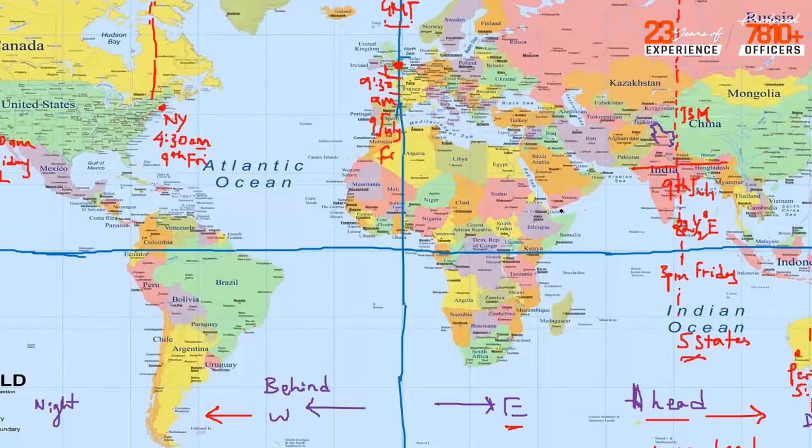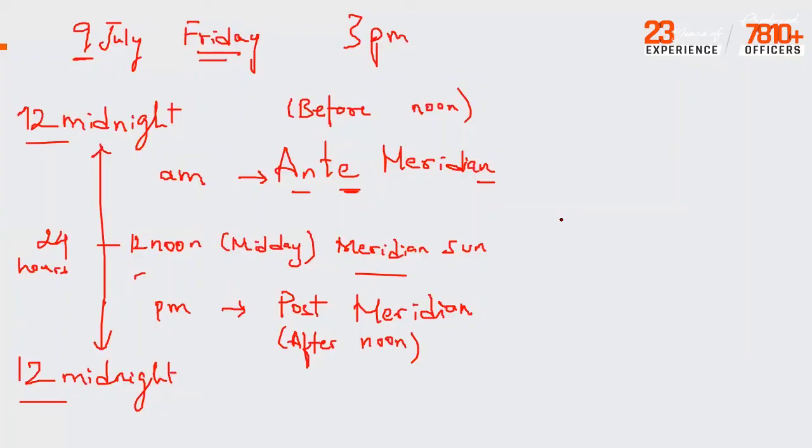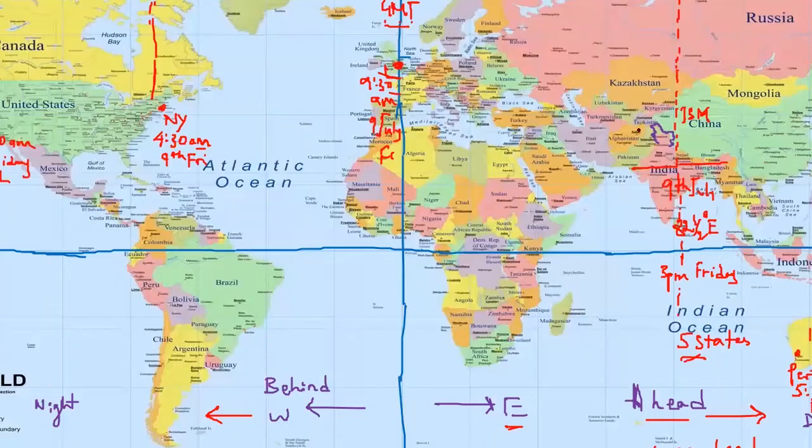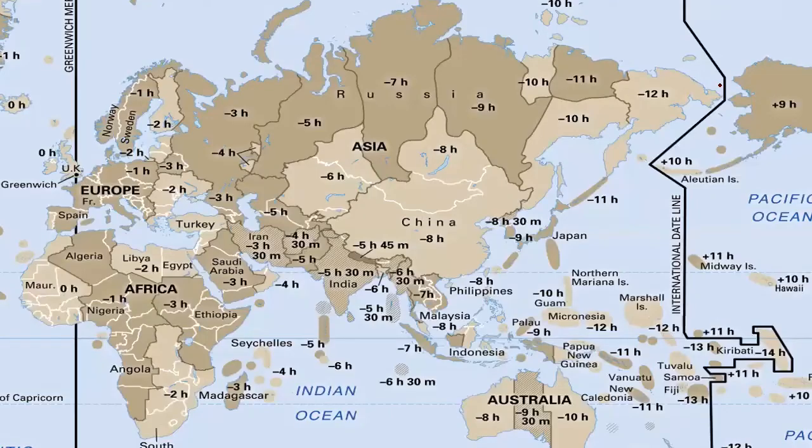So the international date line. All of you check this. The international date line is a very important line passing near the Pacific Ocean. Now, this line is a zigzag line. All of you see this? It is a zigzag line. Why is it zigzag? To avoid the land here. To avoid the land, it is a zigzag line.